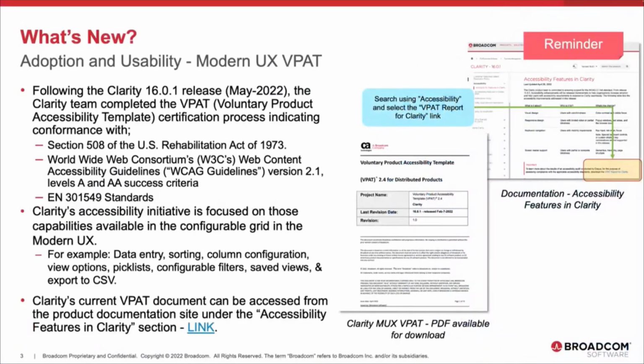Following the Clarity 16.01 release in May of 2022, Clarity completed the VPAT certification to indicate conformance with Section 508, the main accessibility act for the US, W3C's WCAG Guideline version 2.1, both level A and double A success criteria, and EN 301-549 standards, which is essentially the European standard for digital accessibility.